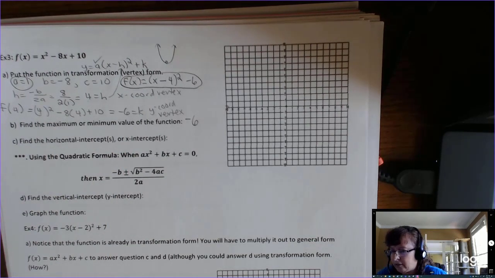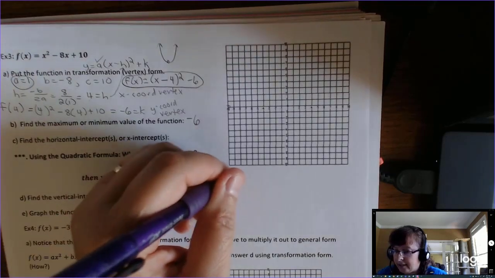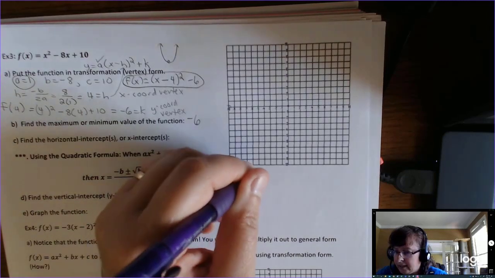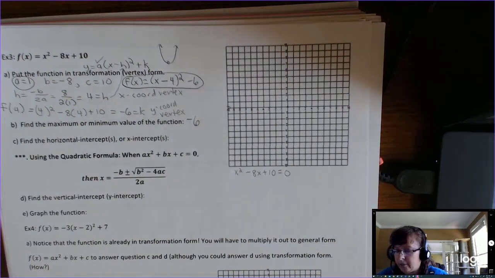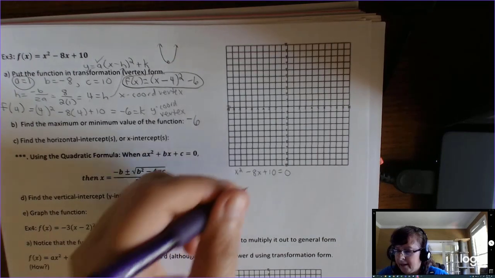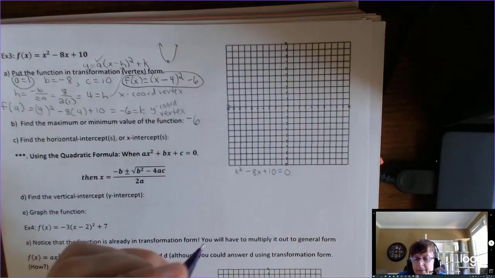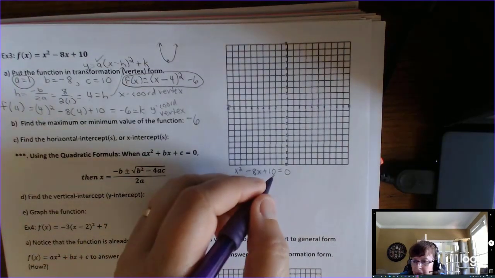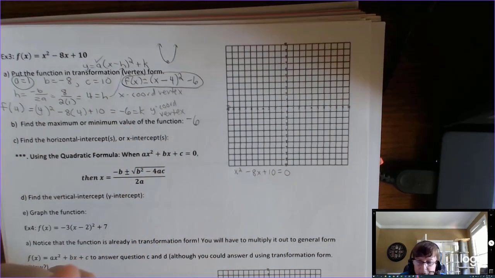intercept or x-intercepts. So we need standard form, and we're going to set standard form equal to 0 because we're finding the x-intercept, so we're setting y equal to 0. And if we try to factor this, the factors of 10 are 1 and 10. They don't add to be 8. Or 2 and 5. They don't add to be 8. So this is our final concept for the day.